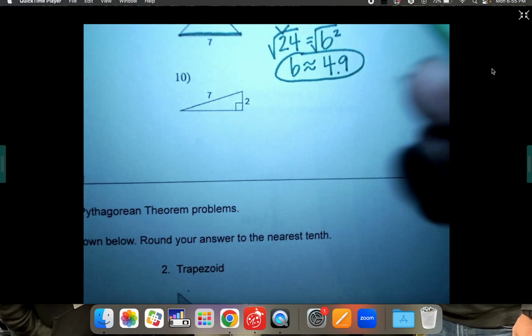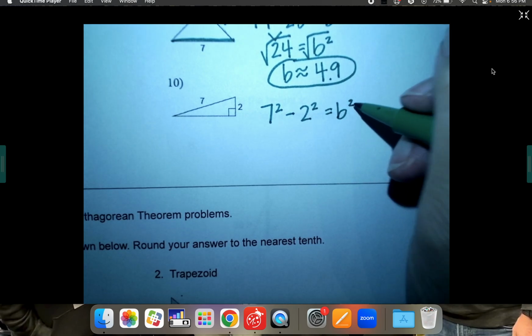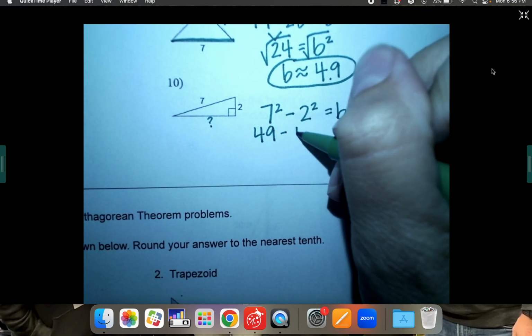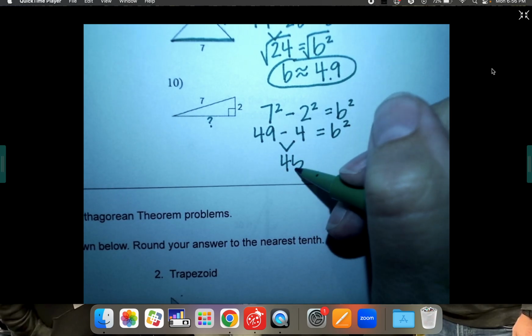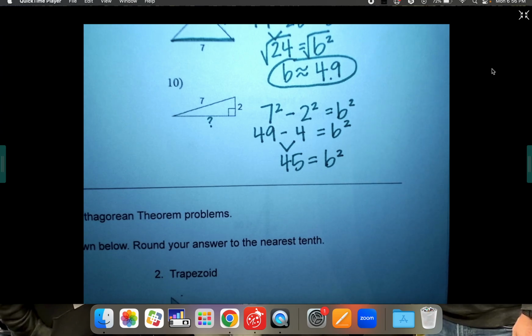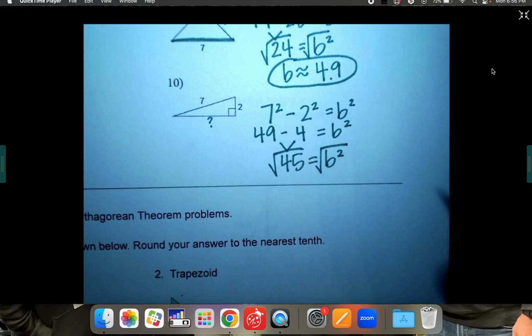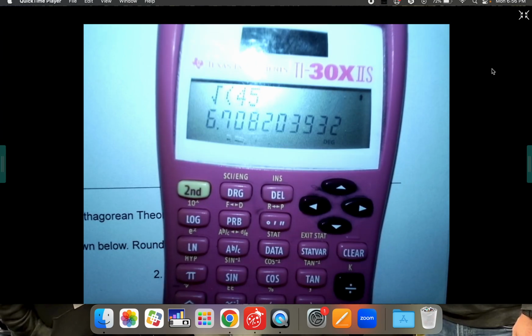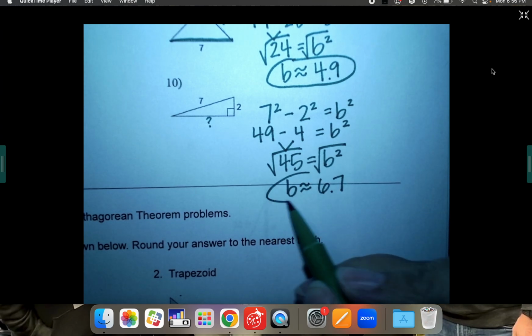All right, last one. Our hypotenuse in this last one is 7. So it's going to be 7 squared minus our leg, which is 2 squared, to equal our missing side length here. 7 squared is 49. 2 squared is 4. 49 minus 4 is 45. 45 is not our answer, but that's what b squared is. So we are going to square root it. The square root of 45 is about 6.7. So the leg length is about 6.7.